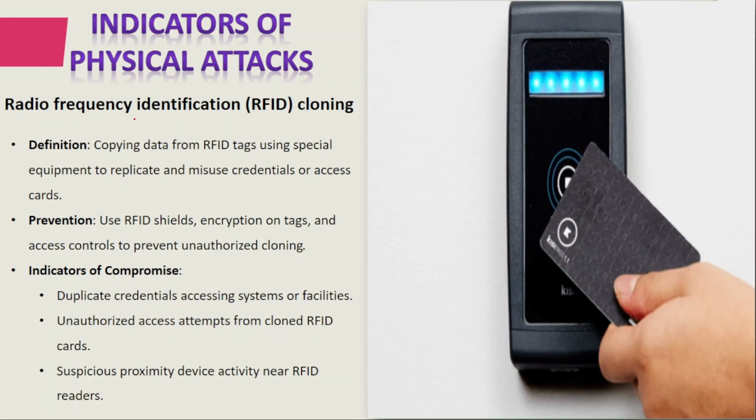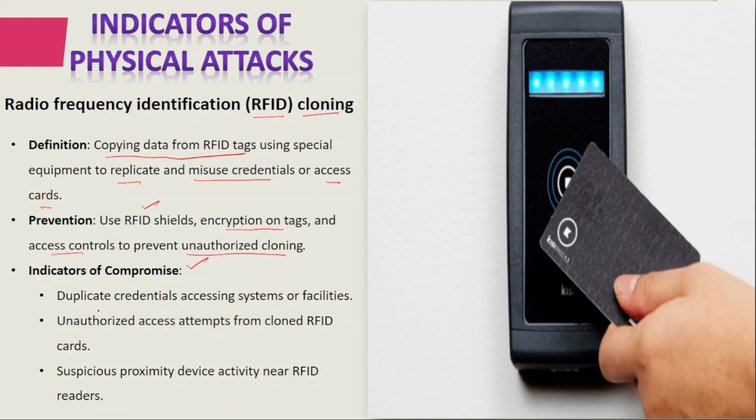So the next physical attack is radio frequency, that is RFID cloning, radio frequency identification or RFID cloning. So copying data from RFID tags using special equipment to replicate and misuse credential or access cards. Prevention include using RFID shields, encryption on tags, and access controls to prevent unauthorized cloning.